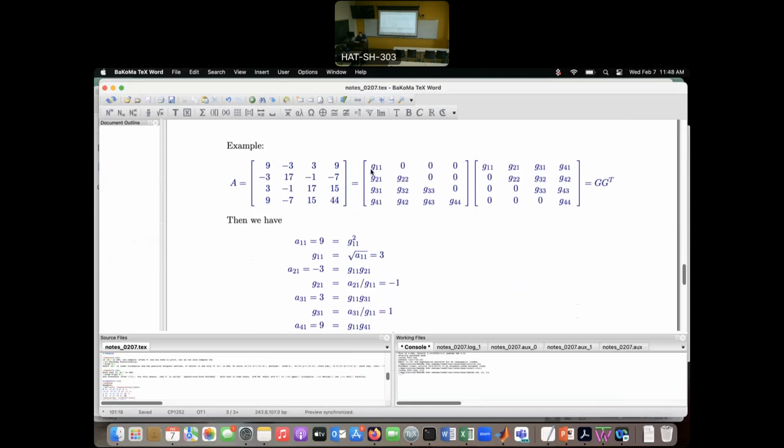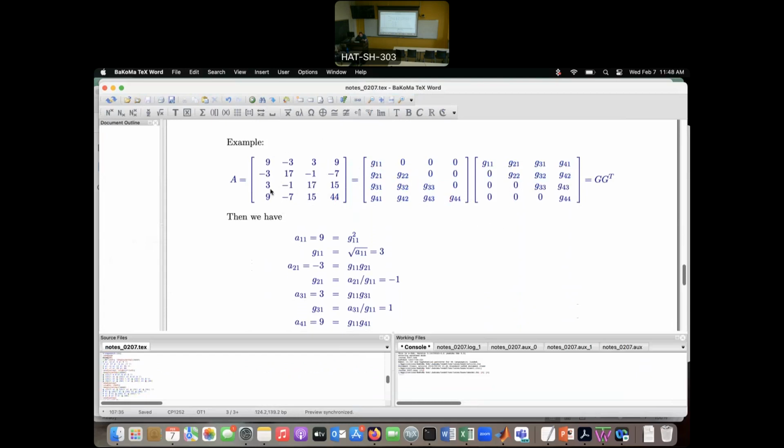And what you can do is work out the product of G and G transpose, and what the formulas for the entries are. Then you equate those to the entries in A, and figure out how to solve for all of these entries. Really, it's just these, because they're the same entries that are over here. So that's what I'm going to do. I'm going to start in the first column. I'm only going to look at the lower triangle of A because of symmetry. So I'll go down the first column and see what I can figure out.